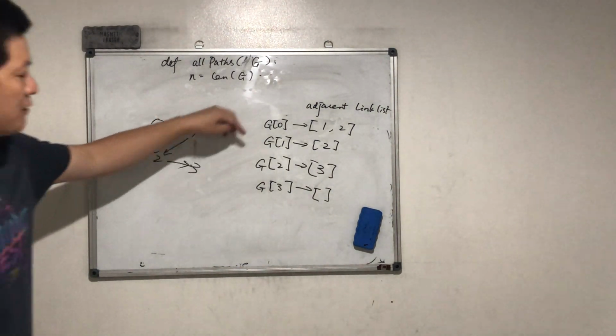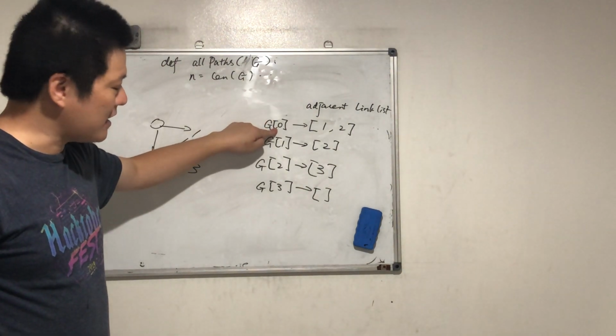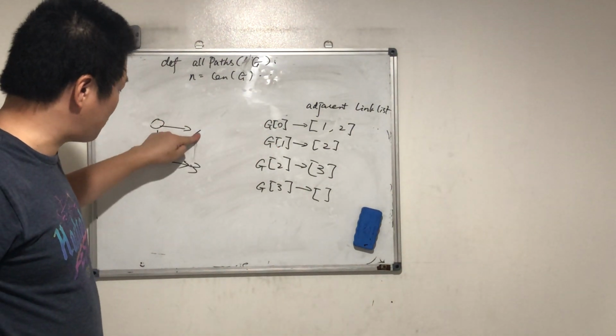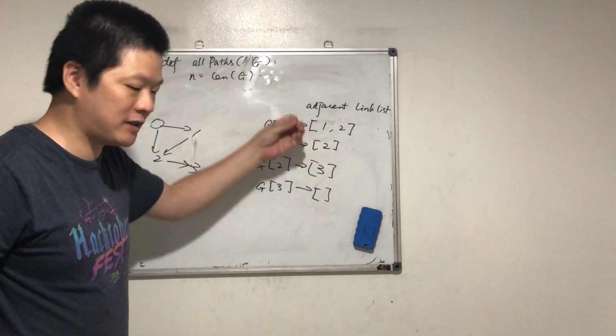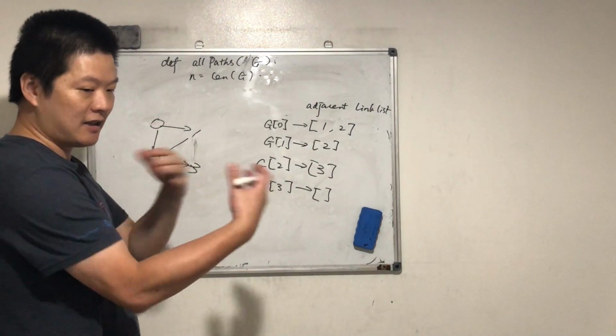Okay. So look, this is adjacent list G. You see, the key, the 0, 1, 2, is the node, and then it points to a list which has the nodes that it connects to. It has these directions. Okay.